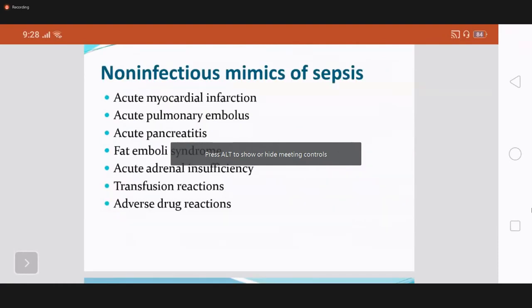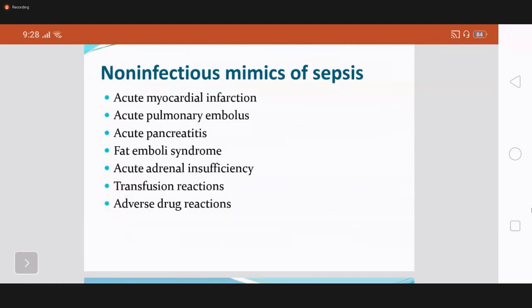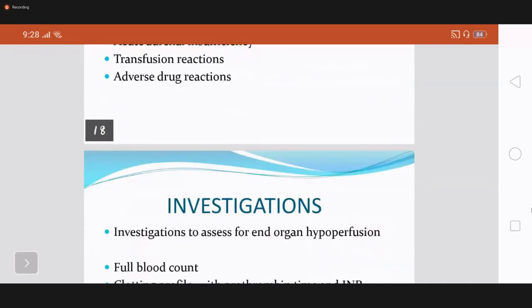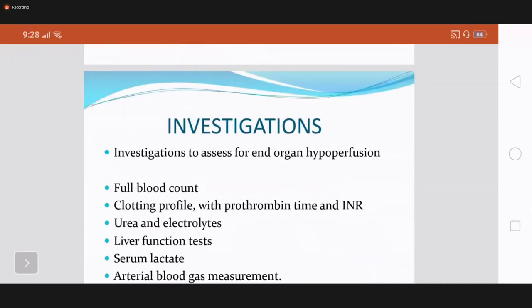Okay, now the mimics of sepsis might be acute MI, when they might present with hypotension, pulmonary embolism, acute pancreatitis, fat emboli syndrome, adrenal insufficiency, or it might be drug reactions.